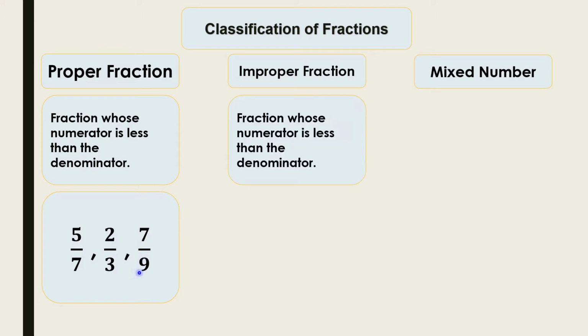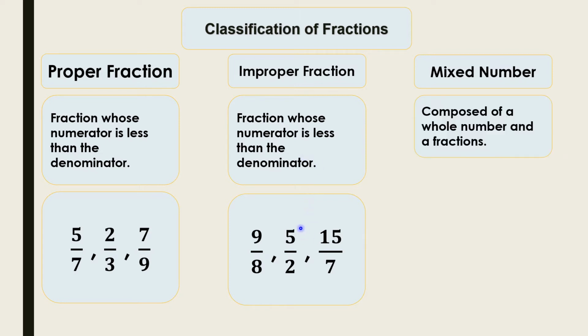Okay. Next, what is an improper fraction? An improper fraction is one whose numerator is greater than or equal to its denominator. So the examples are 9 over 8, 5 over 2, 15 over 7. So those are the improper fractions. So what is a mixed number? A mixed number is composed of a whole number and a fraction. Just like 1 and 5 over 7, 5 and 2 thirds, and 8 and 7 eighths.